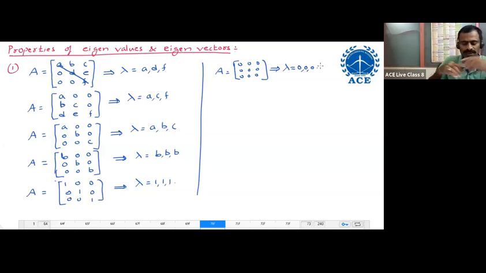From all this, we can say the eigenvalues of upper triangular, lower triangular, diagonal, scalar, unit matrix, and zero matrix are its diagonal elements. If you are given a matrix and asked to find the eigenvalues, first you have to check whether the matrix is in the form of any one of these or not. If it is, directly we can tell the eigenvalues without doing the problem. Right. Next, property number 2.